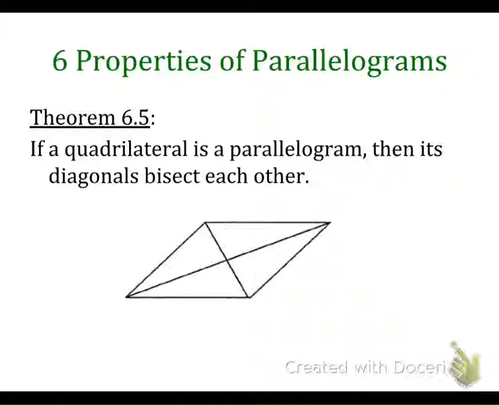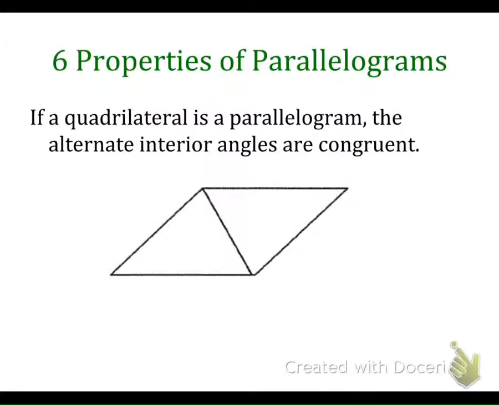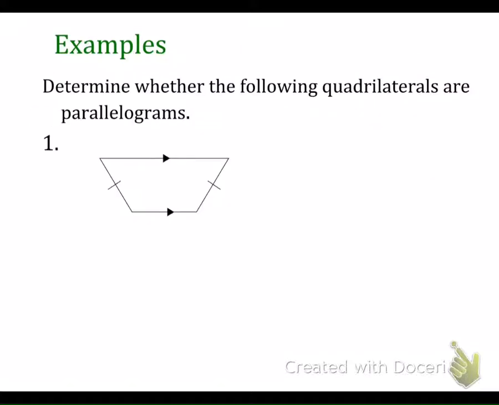Alright, same thing. If a quadrilateral is a parallelogram, then its diagonals bisect each other. Okay, so the diagonals are from opposite vertexes. So if this is 4, then this is 4. This is 8, then this is 8. Okay, we're going to skip that one.